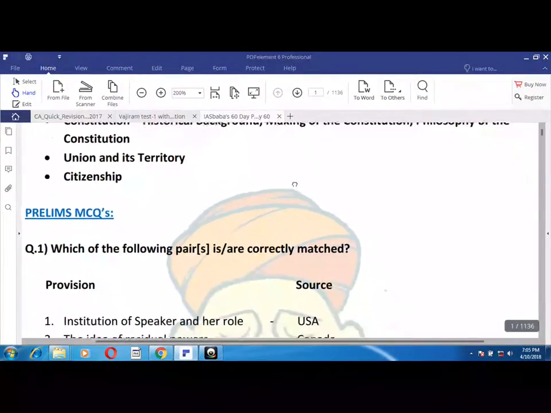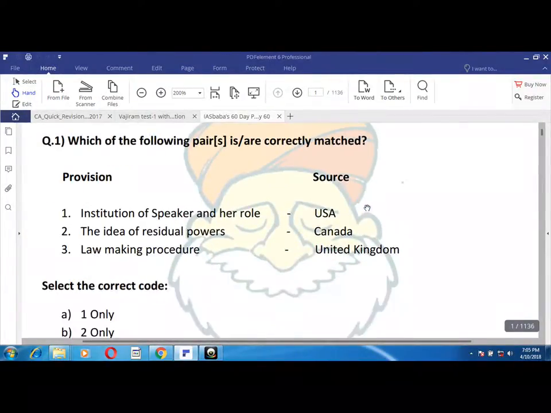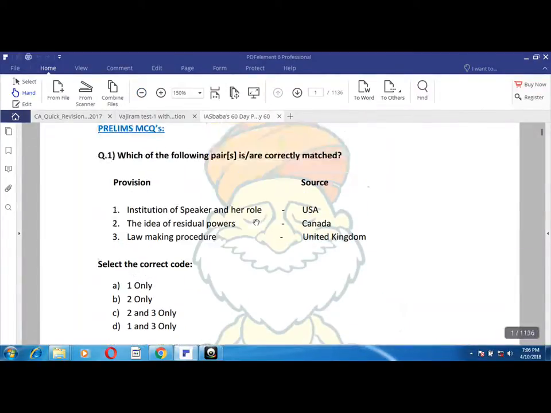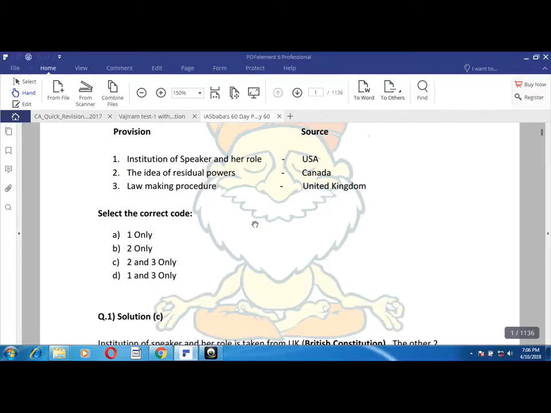First question: which of the following pairs are correctly matched? Institution of speaker and his role. Okay, here which is the correct match? Here you see the answer, 2 and 3 is the answer. The institution of residual power from Canada, and law making procedure from United Kingdom.